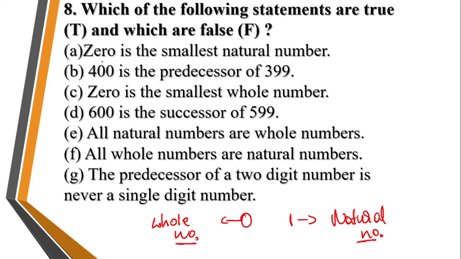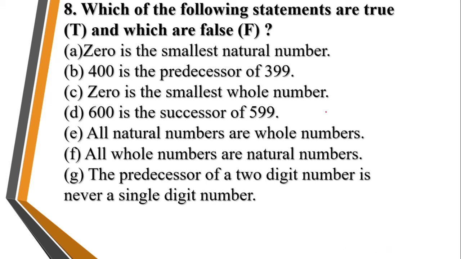But here they are saying 0 is the smallest natural number. 0 is the smallest whole number, not the smallest natural number. 1 is the smallest natural number, right? So we can say this statement is false. Now the next statement which we have is: 400 is the predecessor of 399. Here we are finding the predecessor of 399 and they are saying it is 400.